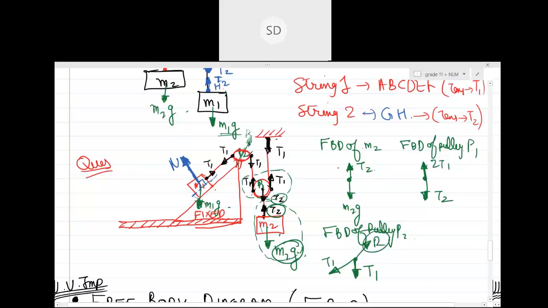Okay. Now what about the free body diagram of M1? Can you see M1G acting downwards? This tension T1 is acting in that direction. And perpendicular to this there is the normal reaction. Is this clear? So this is the free body diagram of your M1 block. Kindly note it down.